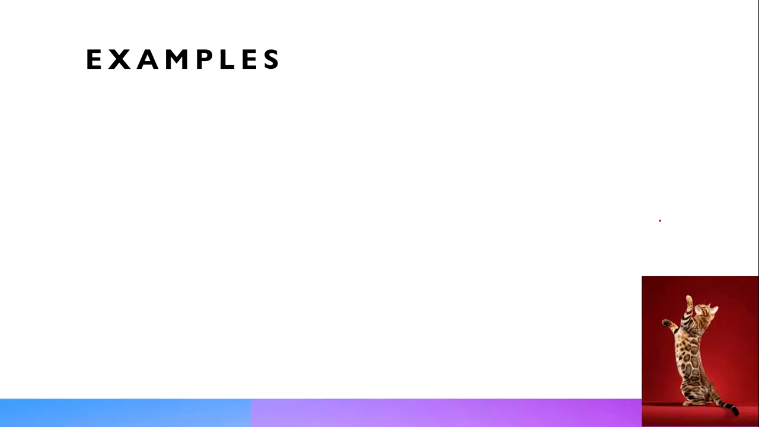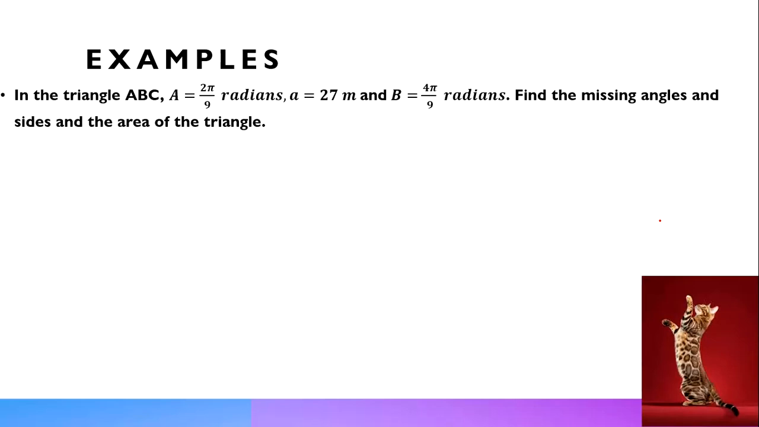Here's another example. In the triangle ABC, A equals 2 pi over 9 radians. Little a is 27 meters. B equals 4 pi over 9 radians. Find the missing angles and the sides and the area of the triangle. So this is the information they've given us. Angle A is 2 pi over 9.